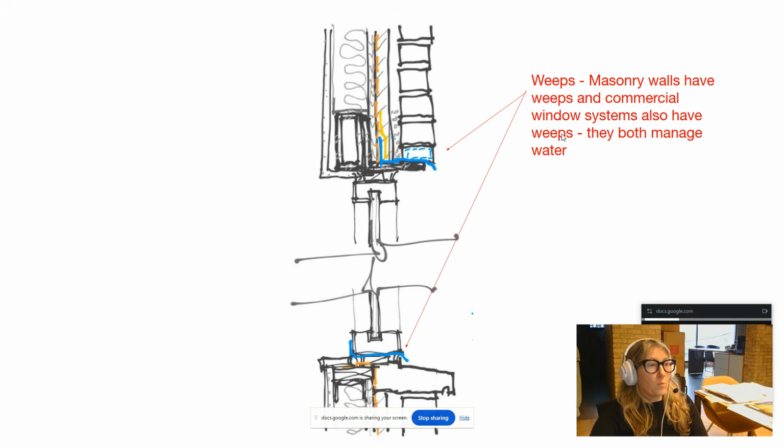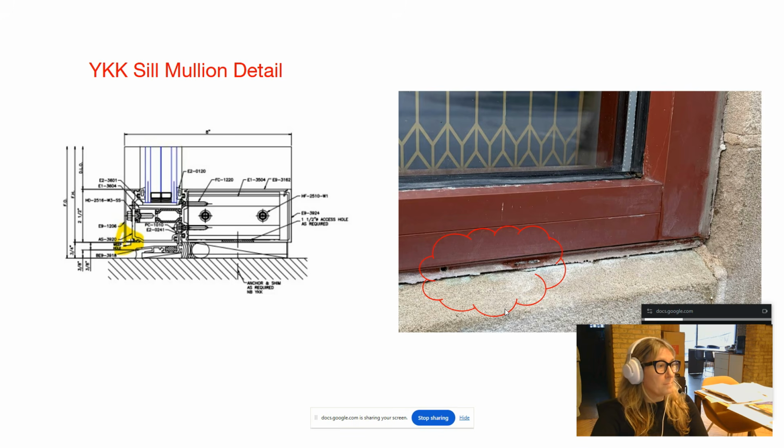manage water. Weeps also occur in your actual window system, depending on what type of window system you're using, like storefront or curtain wall have weeps in the face of their mullions because they also have ways of managing water. You can see here in this YKK mullion detail that there's a little opening here in the bottom of the mullion cap that lets water out. If any water gets in here, it drains it.